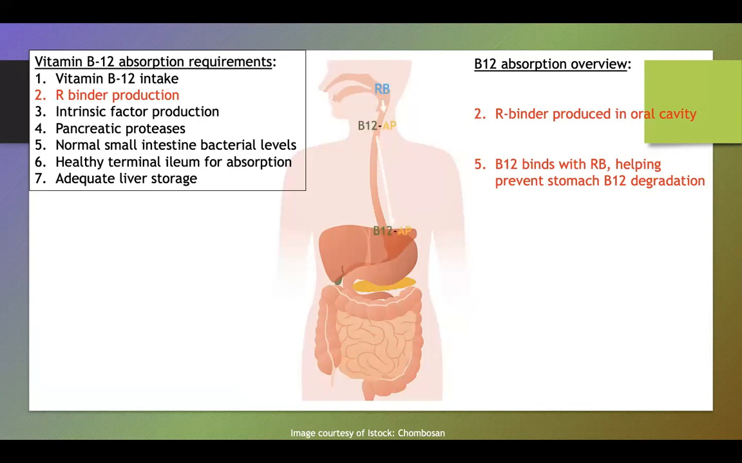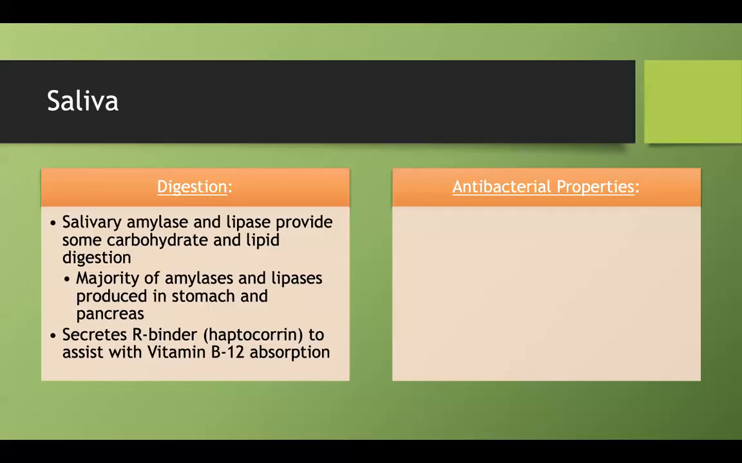Now, if we actually have R binder or haptocorin in our oral cavity, what happens is that the hydrogen ions again will dissociate this, but before B12 can get eaten up by these hydrogen ions, it'll be bound to R binder. R binder can safely transport it into the small intestine, where B12 will later bind with intrinsic factor, and then it can get absorbed in our terminal ileum. So that's how that works. Again, if that's confusing, I talk about B12 absorption quite a few times later on in the unit too.